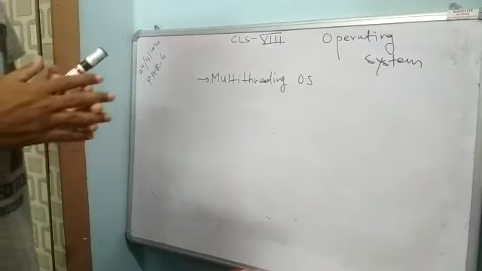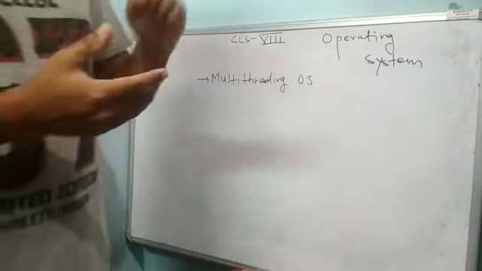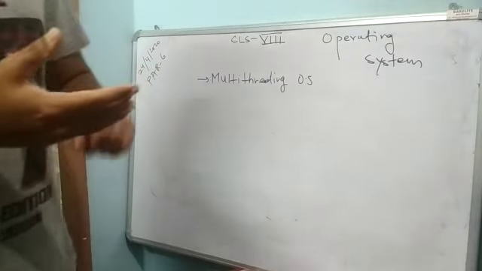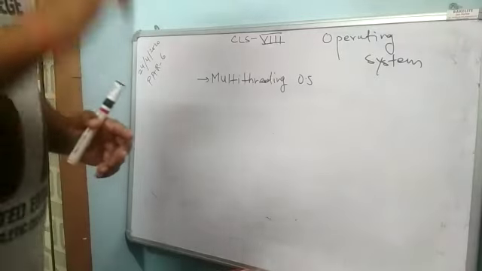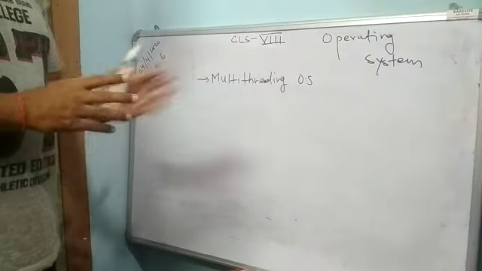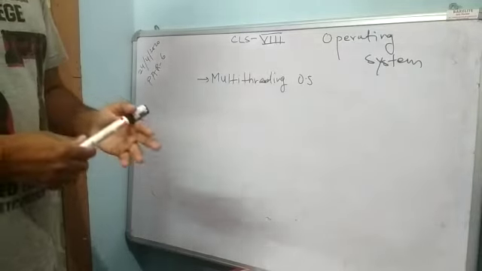In the previous video we discussed the multi-processor operating system and the RTOS, that is the real-time operating system. Today I am going to pick the last two operating systems, that is multi-threading and distributed. So let's start with the multi-threading operating system.